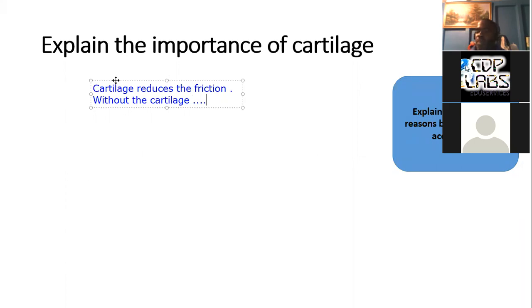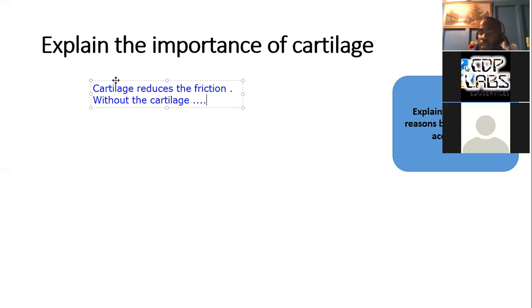Make sense? Repeat. Now I'm saying you cannot just say cartilage reduces friction. That alone is not explaining the importance of cartilage. You have to go further and say, for example, without the cartilage, the bones will what? Rub together, creating friction, which will produce heat, and this heat will destroy the bones. And hence, if the bones are destroyed, you won't be able to what? Move properly. Is that clear?